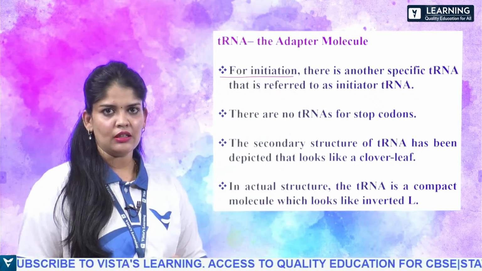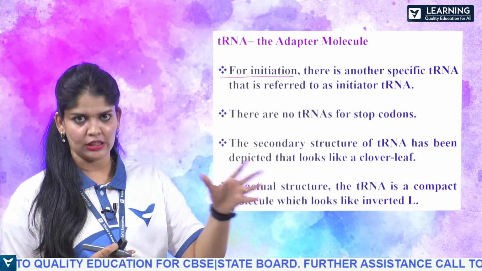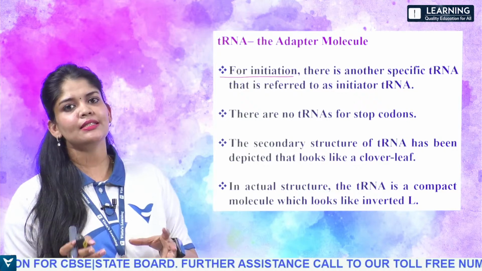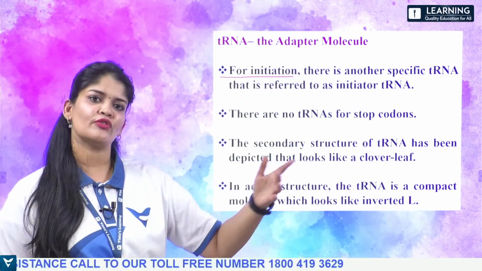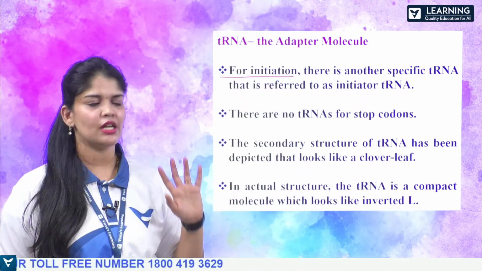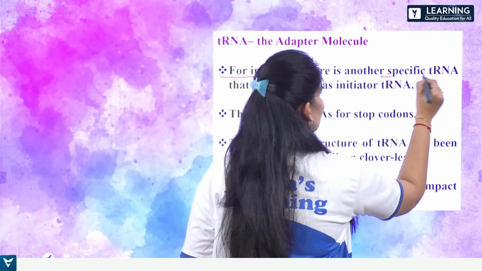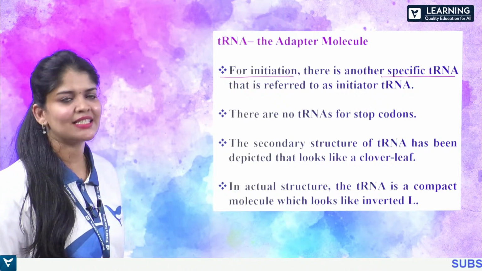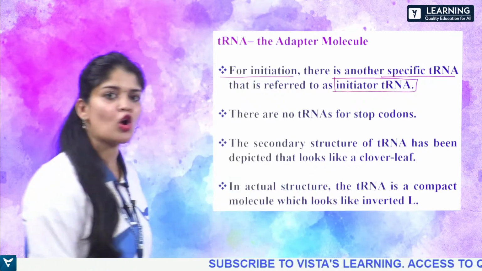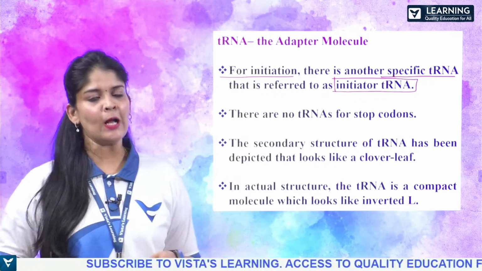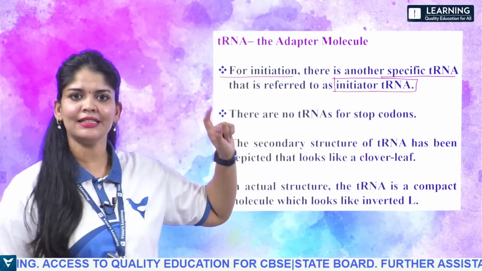See, while we were discussing transcription, we came across initiation, elongation and termination. Similarly, these steps will be followed in translation also: initiation of translation, elongation of translation and termination of translation. For initiation of translation, there is another specific tRNA, and it is referred to as initiator tRNA. Just like in codons, we have got stop codon and start codon, right? Similarly, here also we have a special initiator tRNA.